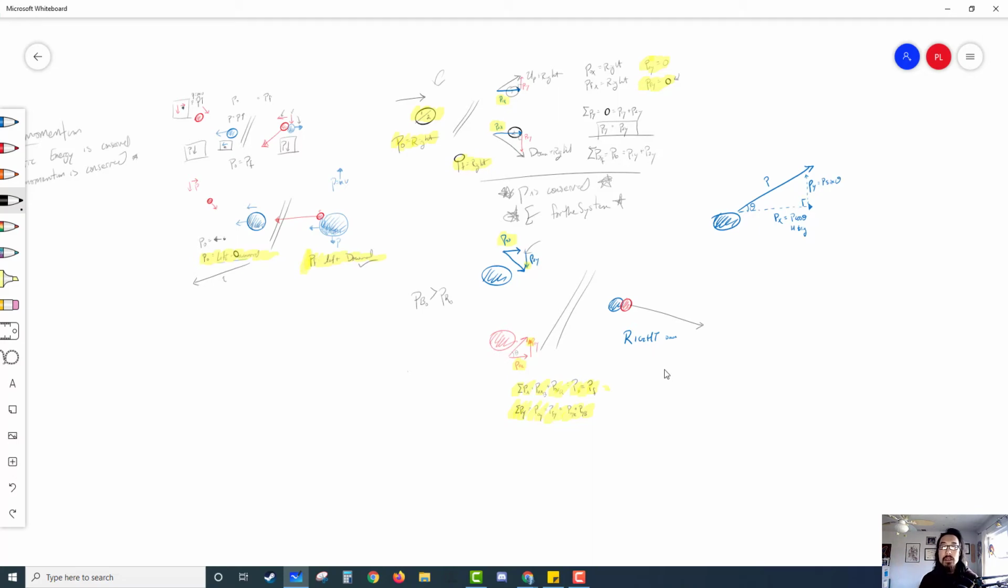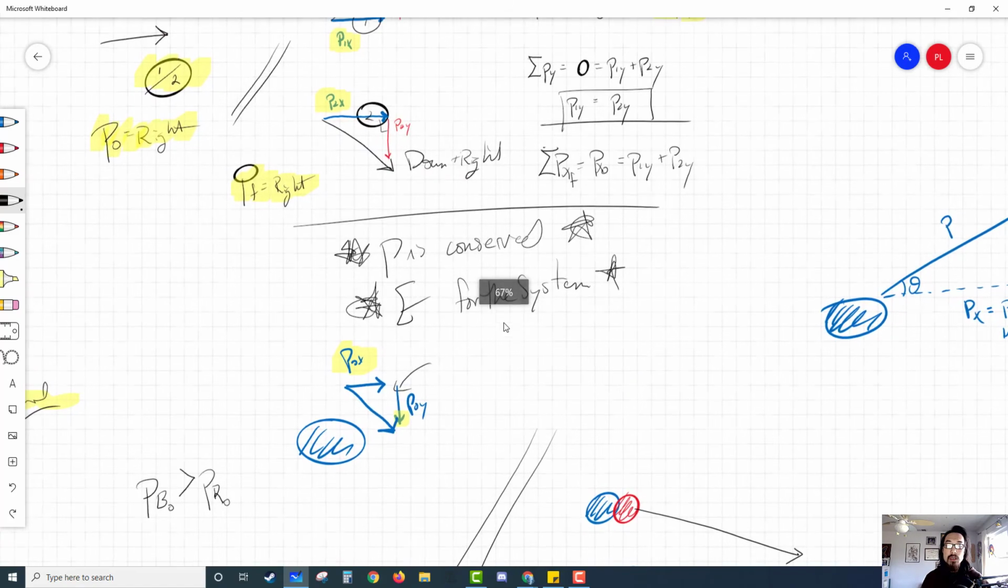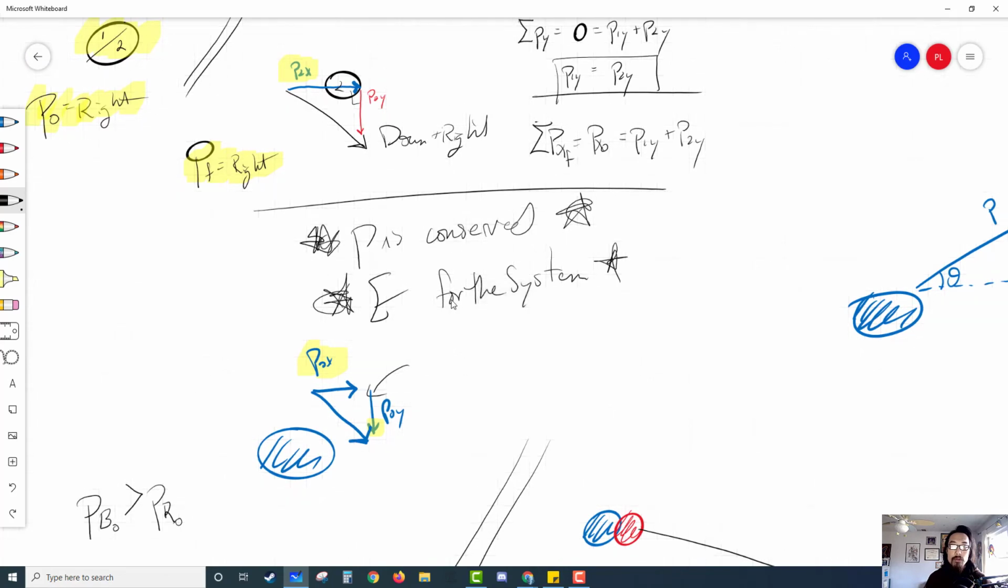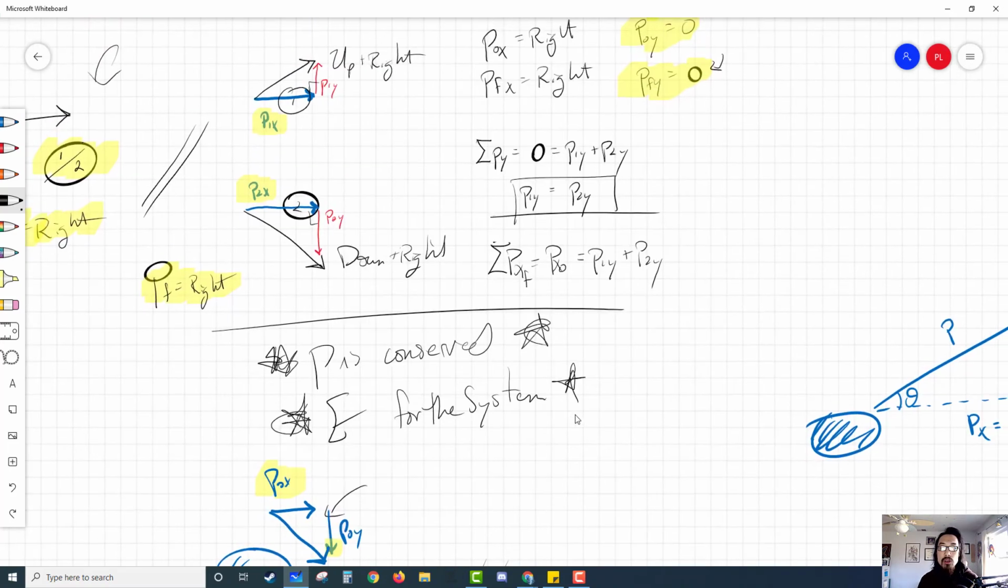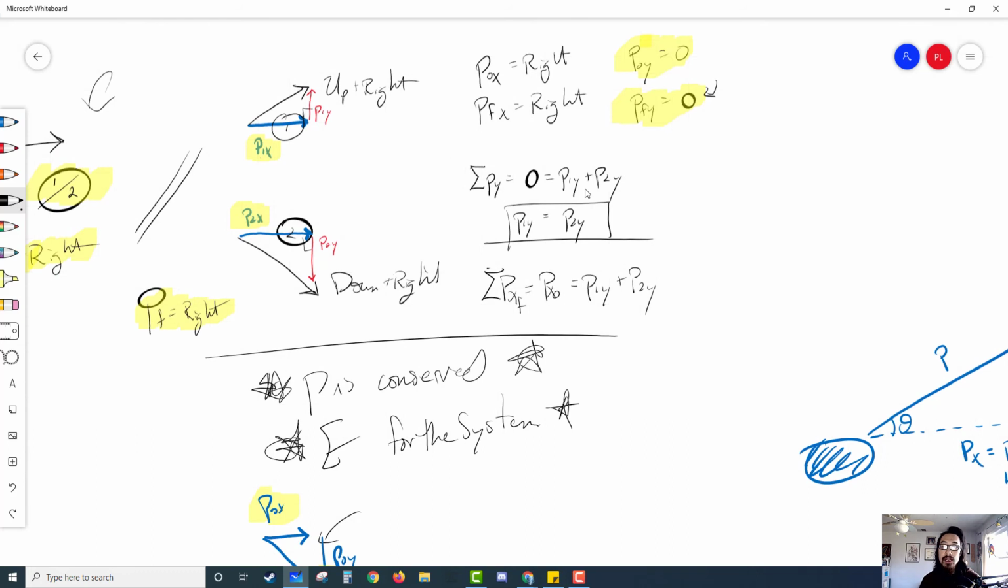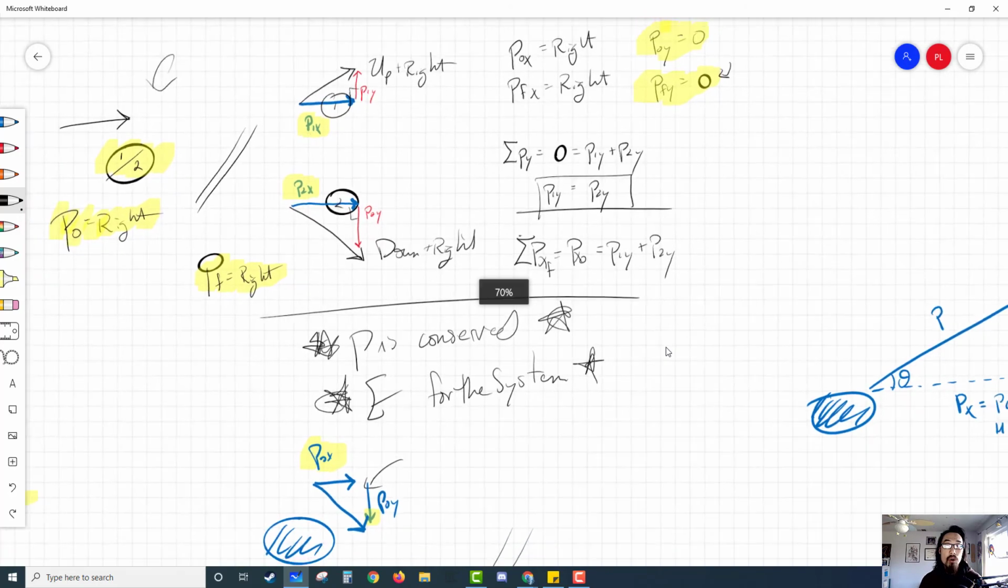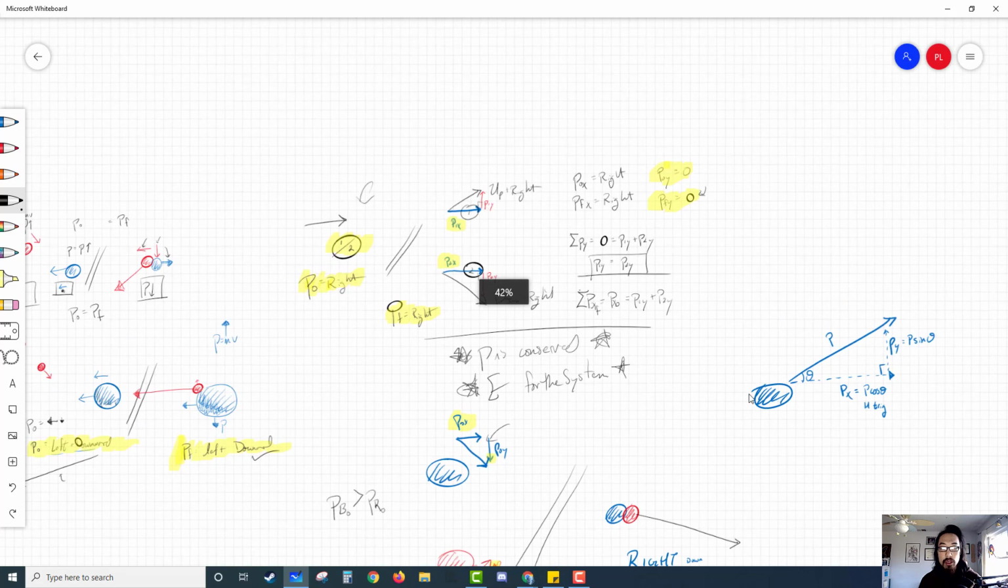But the important idea is that momentum is always conserved, okay, for the system, no matter what. Energy is conserved only for elastic collisions, and it is not conserved for inelastic collisions or explosions. Keep that in mind. We also went over how to create the net momenta formula. Okay, and the important idea there is that the initial momentum and the final momentum are always going to be equal to each other.